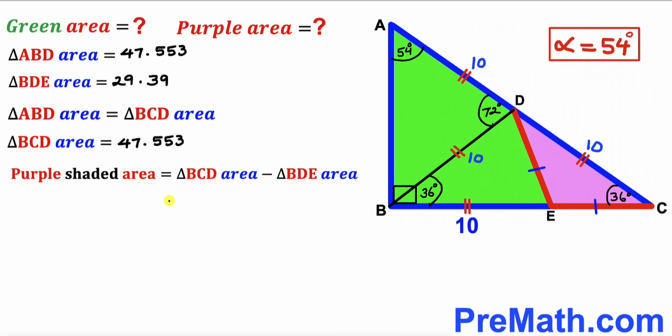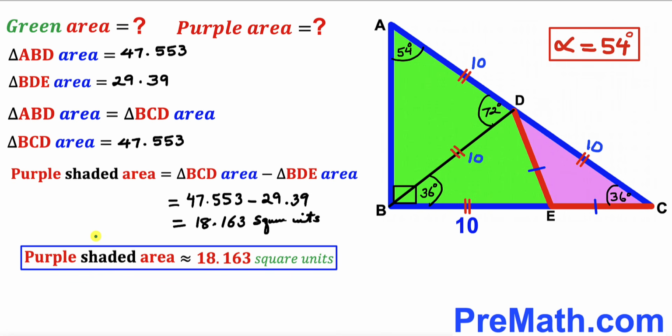Let's go ahead and fill in the blanks. So therefore we are going to have 47.553 minus 29.39, and if we subtract, that is going to give us 18.163 square units, the area of the purple shaded region. So therefore we are going to be more precise. The purple shaded region area is going to be approximately equal to 18.163 square units.